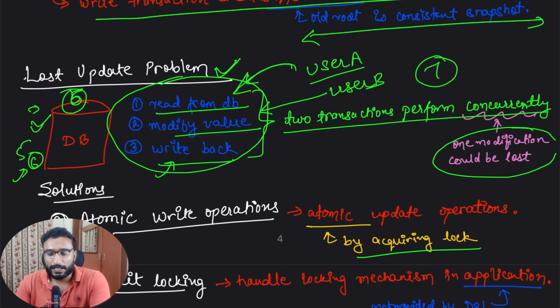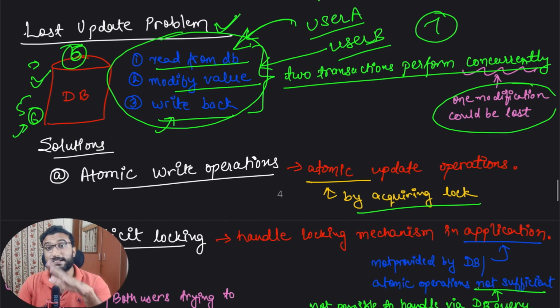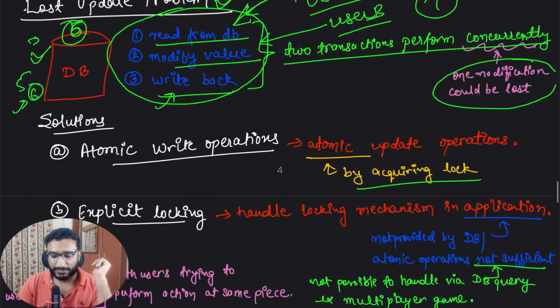So I will acquire a lock, and then I will write the value. So if any operations occur concurrently, there will not be a scenario where a lock is assigned to both the users. Only a single user can acquire a lock. Even if they come concurrently, only a single user will acquire the lock. So this can be one possibility.